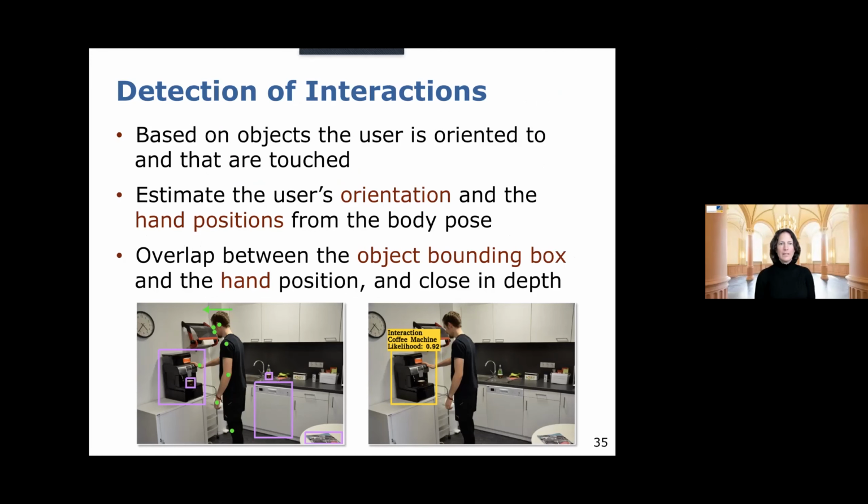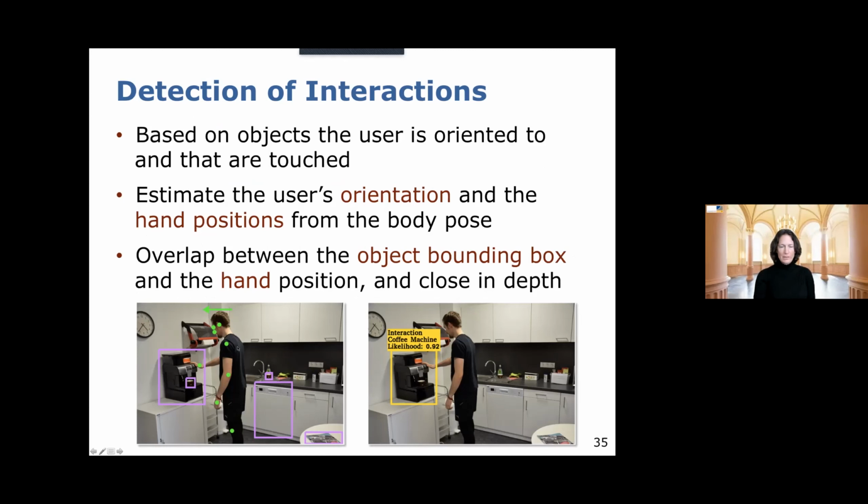We detect interactions based on objects the user is oriented towards and objects that are touched. We estimate the user's orientation and the hand position from the body pose, and then check whether there is an overlap between the bounding box of detected objects and the hand positions, and whether they are close in depth. And then we have an object interaction.